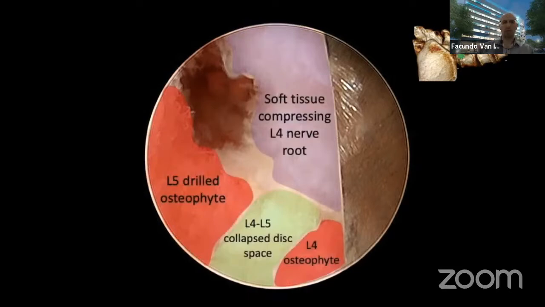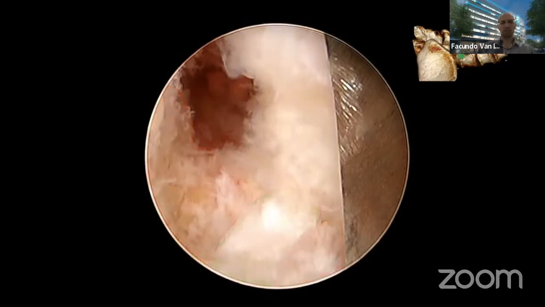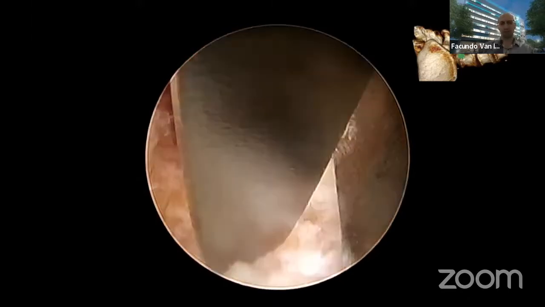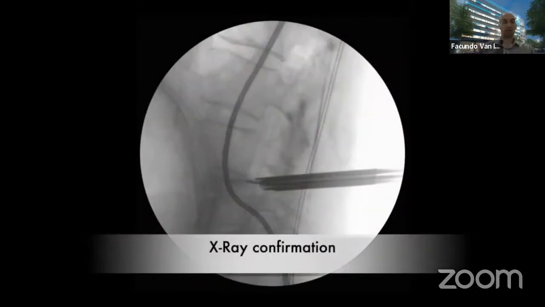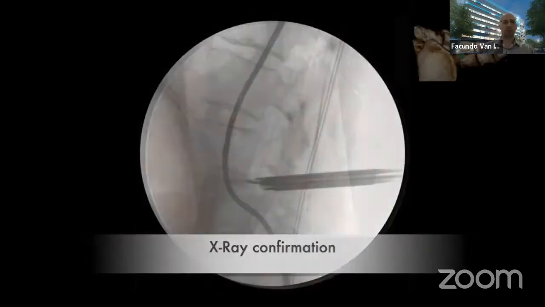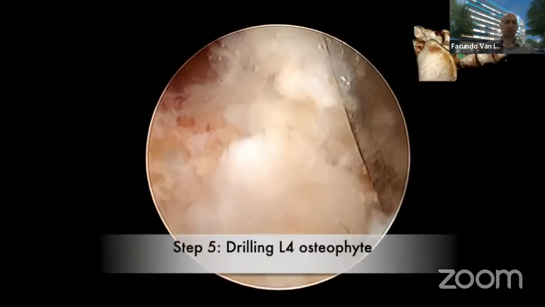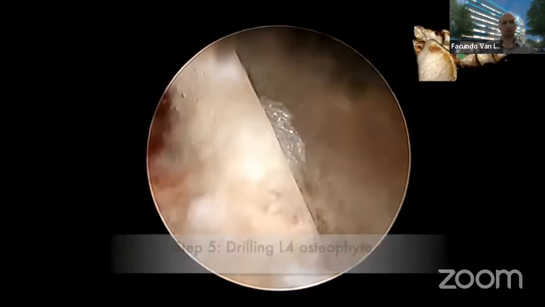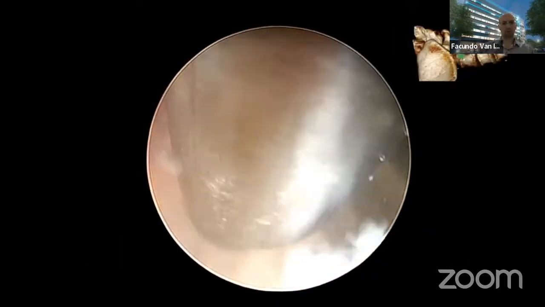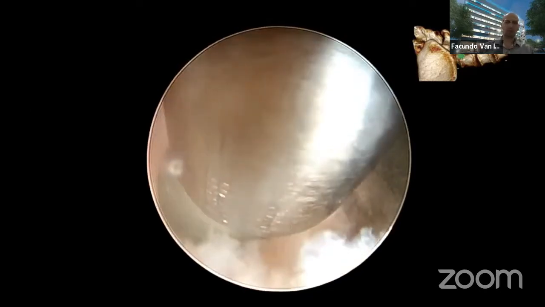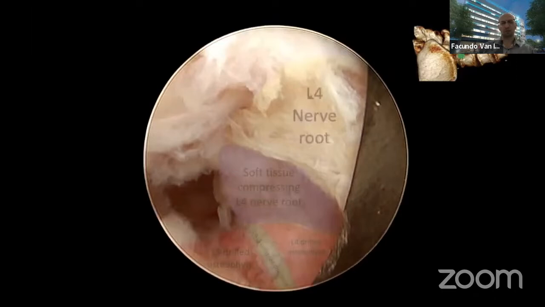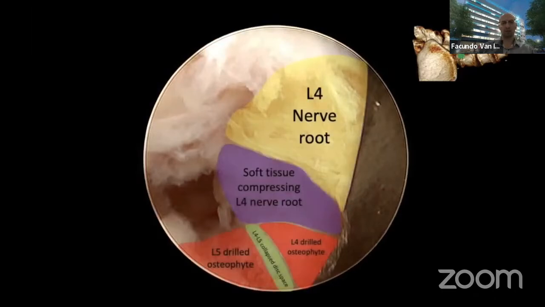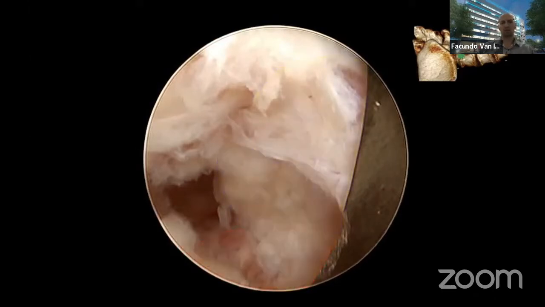And now that we have achieved the level of L4 due to the listhesis, we are going to go for the L4 osteophyte that's compressing the L4 nerve root. So we are going to drill the L4 osteophyte too. And once we have removed the L4 osteophyte, the only thing we have left to do is to remove the compressing soft tissue.